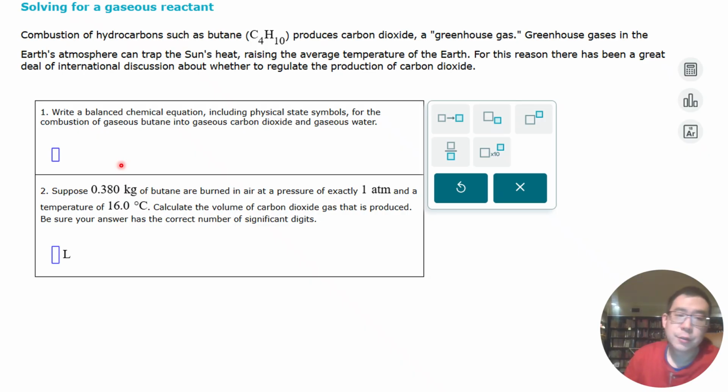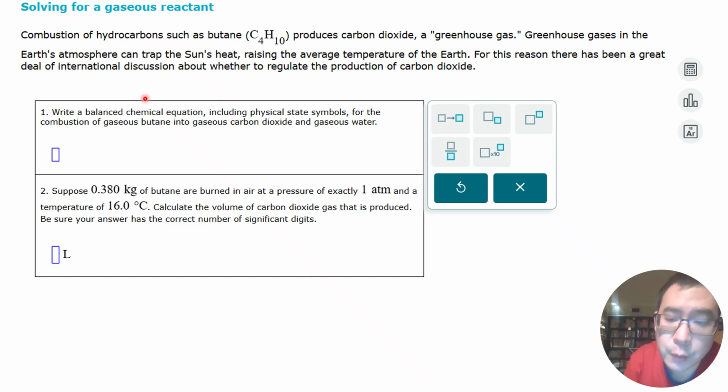Okay, so this is using a mass of butane, and that's going to give us some product, carbon dioxide, and that product is a gas, and that has a pressure and a temperature. So if I have pressure, temperature, what can I find? Well, I need moles from the grams and from the coefficients. So if I have moles, pressure, temperature, what can I find? That's right, I can find volume.